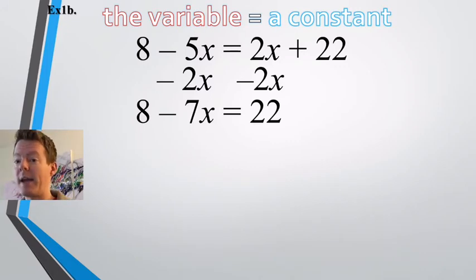Because if you do it this way, sometimes you're dealing with negatives way too much. If you do it my way, you're dealing with negatives less, which means you're less likely to make a mistake. But I moved the 2x over by taking away 2x from both sides.